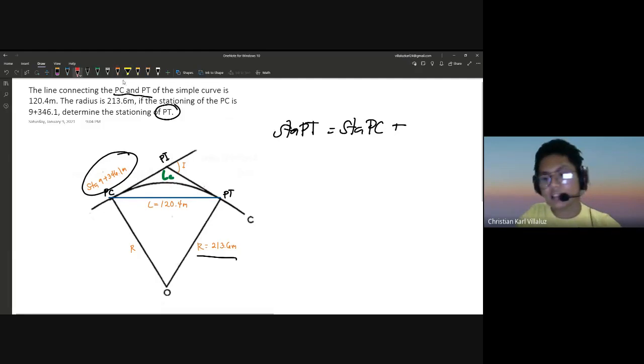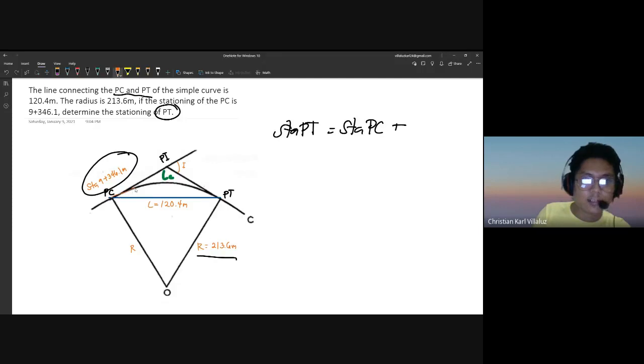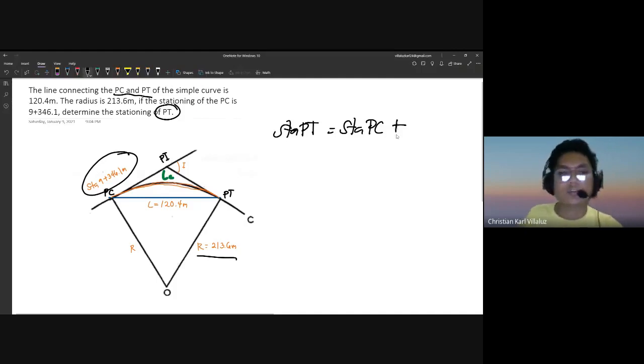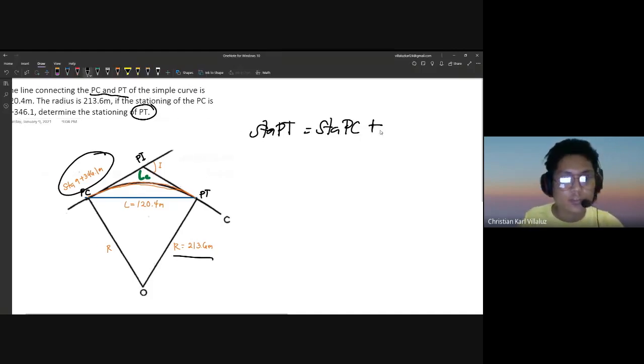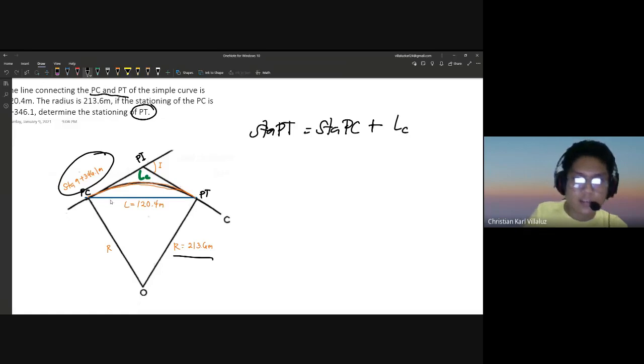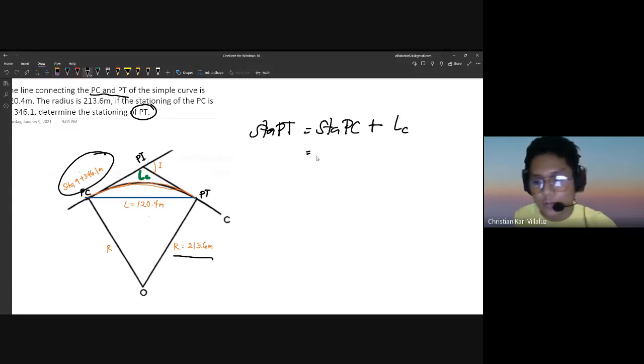So sa pagdetermine kasi ng stationing, lalo na along the curve, ang required lagi doon na length is the length of arc of the horizontal curve. So yun yung kakailanganin natin sa pagdedetermine ng stationing ng any point on a highway. Yun yung nagmamatter doon, yung pathway mismo nung highway, which is itong curve mismo. Kaya when we determine the length of curve, just add that to the station of a PC. Now we can determine the stationing of PT.